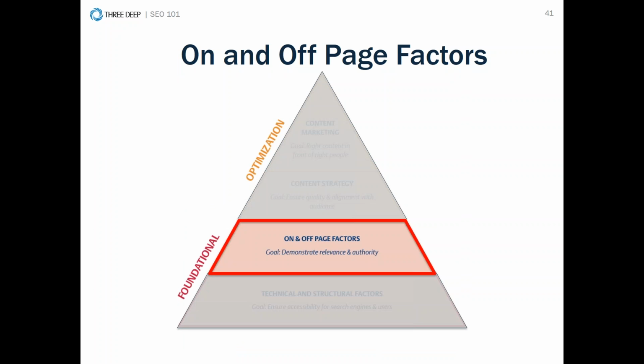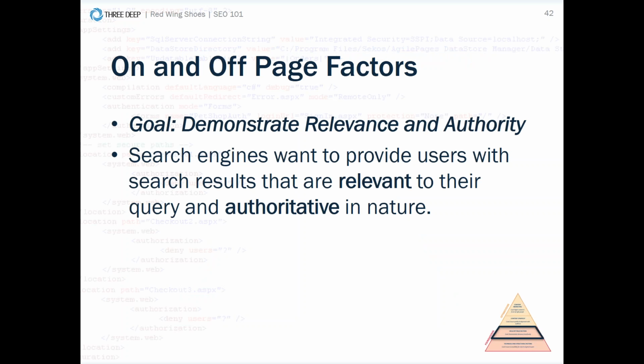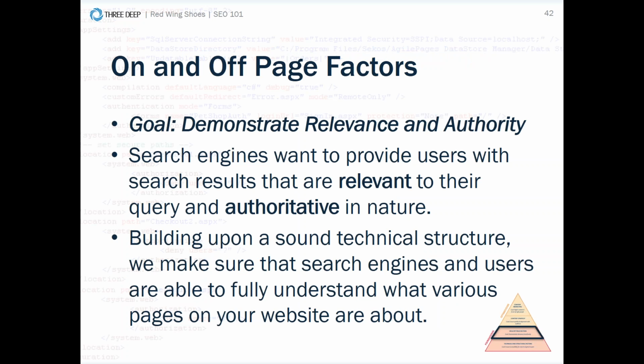All right, moving up the pyramid here, we're past the technical and structural factors. Now we're looking at those on and off page factors that help demonstrate that relevance and authority. And that's really the goal here when we talk about optimization at this level. Search engines want to provide users with search results that are relevant to the query and authoritative in nature. And I'll talk a little bit more about what I mean by relevant and authoritative later.